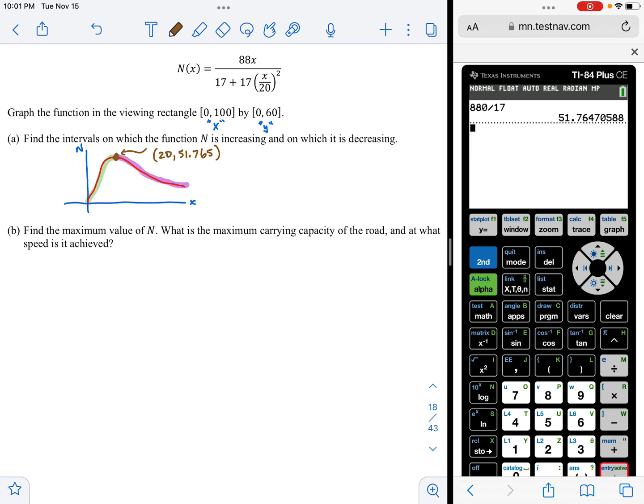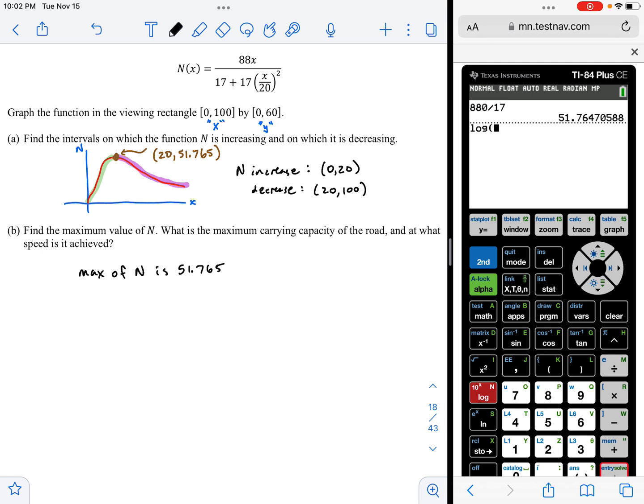But anyway, when is N increasing? Well, N is going to increase over the interval from 0 to 20, and then N will decrease from 20 to, we're just kind of assuming that it's going to keep on going there, but actually let's stop it at the viewing window, which would be 100.